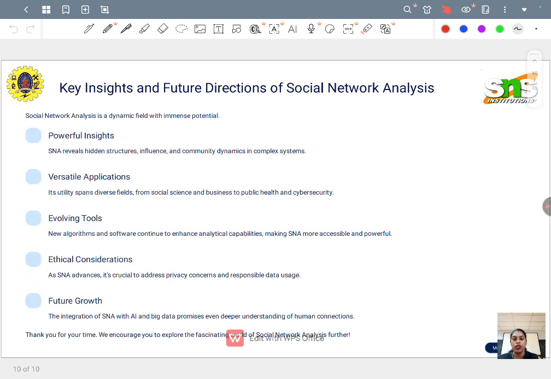Finally, we will be seeing about the conclusion and future directions. To conclude, social network analysis is a dynamic and evolving field. It provides powerful insights by revealing influence, structure, and communities. Its applications span business, health, cybersecurity, and more. As tools and algorithms improve, and we integrate SNA with AI and big data, the potential is only going to grow. But with great power comes responsibility. Ethical considerations like privacy and responsible use of data are essential as we explore deeper. We need to balance insight and accountability.